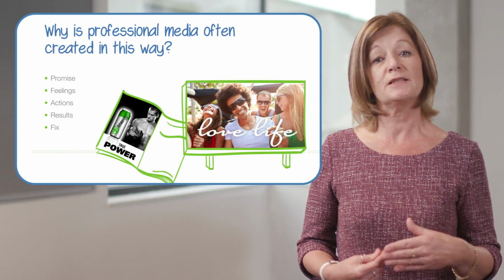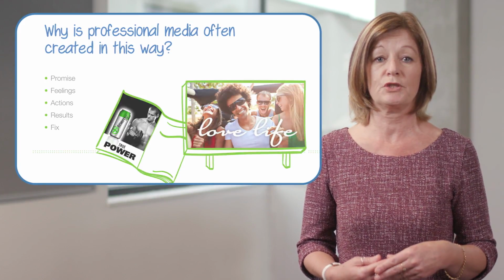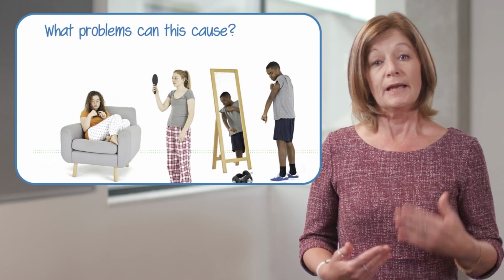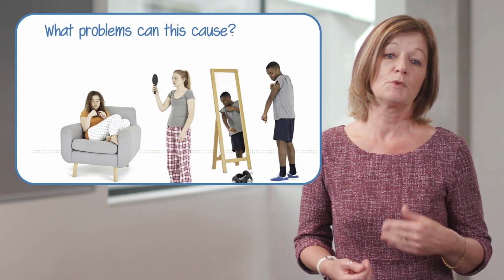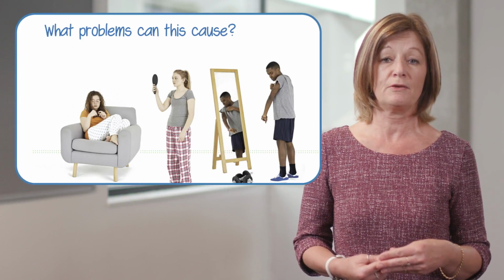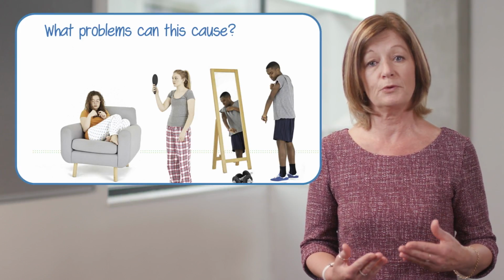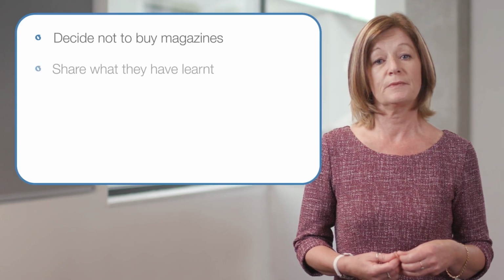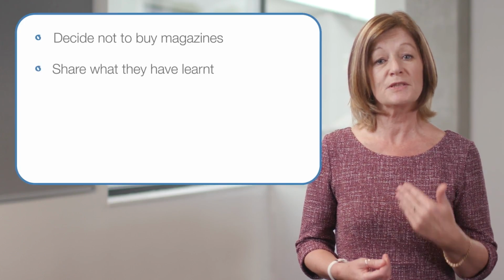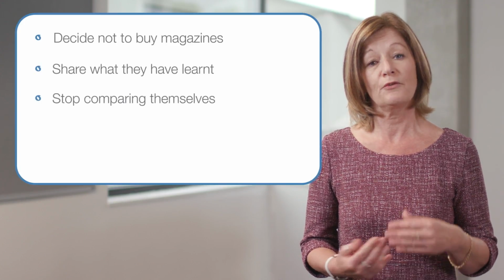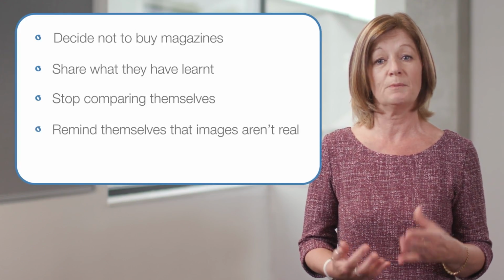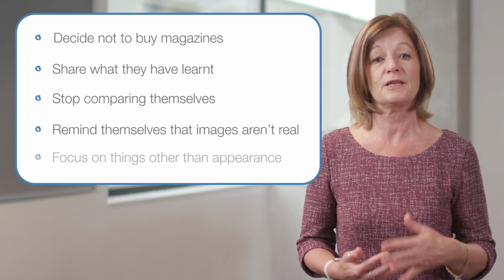Students will then be guided to think about the problems that appearance pressures might cause and what they can do to challenge them. Here you need to help students think of ways in which they can show that they don't agree with the appearance ideal. For example, deciding not to buy magazines with manipulated images, or sharing what they've learnt with others, as well as ways to stop comparing themselves to media and images. For example, reminding themselves that images aren't real, it's unfair to compare to them, and focusing on things other than appearance.